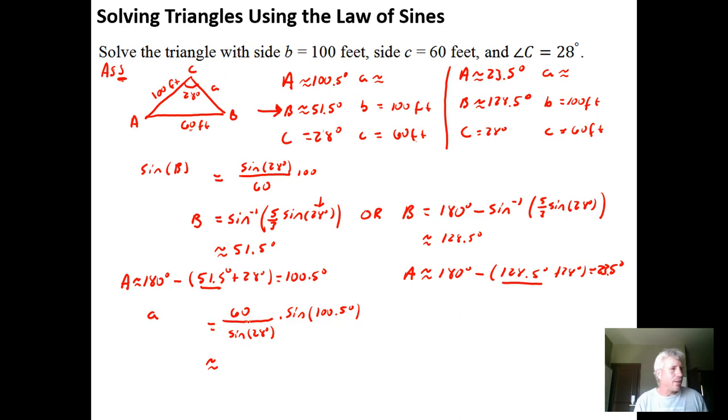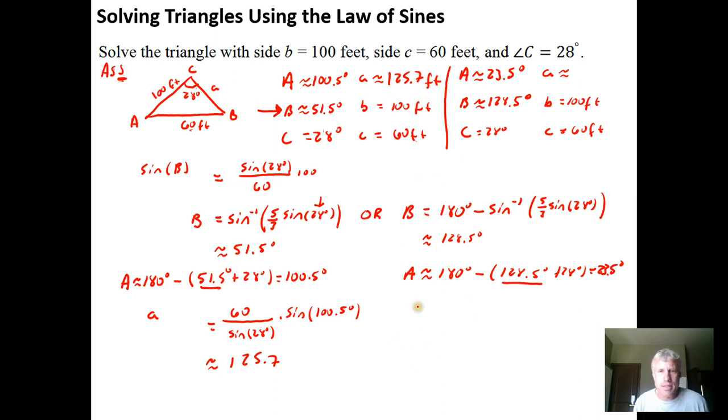I don't see the calculation, so I'm just going to have to calculate it. So we're going to do 60 sine of 100.5 degrees divided by sine of 28 degrees. I like having it done ahead of time, but apparently I forgot to. So this is going to be 125.7. So 125.7 feet is the approximation.